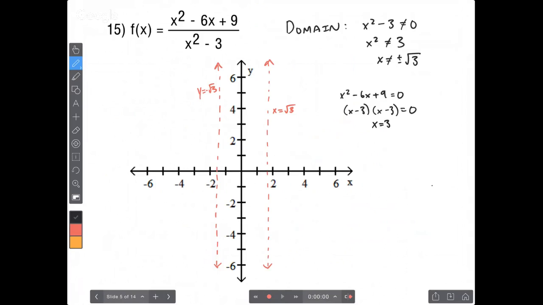So I know that the point (3, 0) must be on this graph. So I've got an x-intercept at (3, 0). And I'm going to be graphing in blue here. Bam, (3, 0). Okay. And now I kind of also want to know what happens if I plug in 0. What's my y-intercept? That's my x-intercept right there. X-intercept. This is a vertical asymptote.